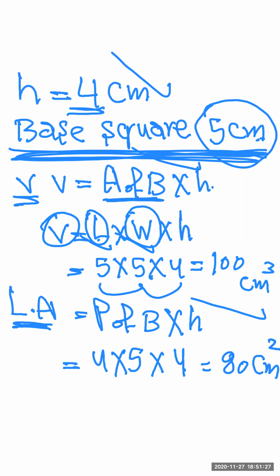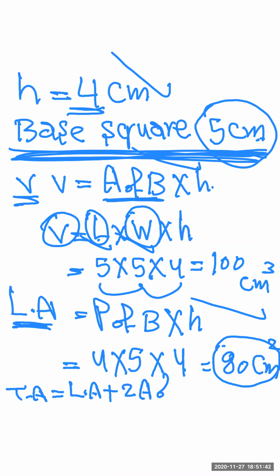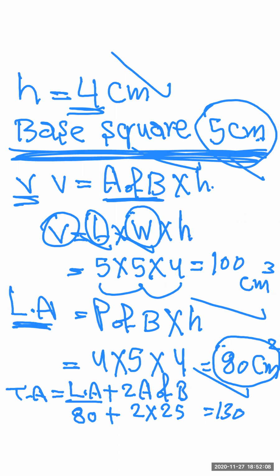Then the third requirement here is the total area. Total area equals lateral area plus twice the area of the base. Lateral area here is given, 80. Then area of the base: 5 centimeters is the side length, so 2 times 5 times 5, which is 25. So 80 plus 50 equals 130 squared centimeters.